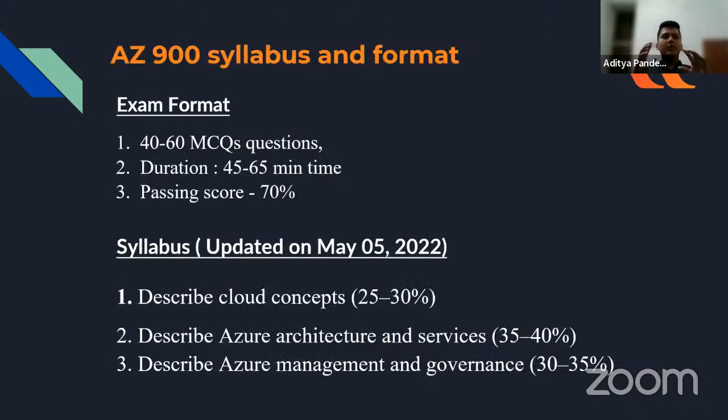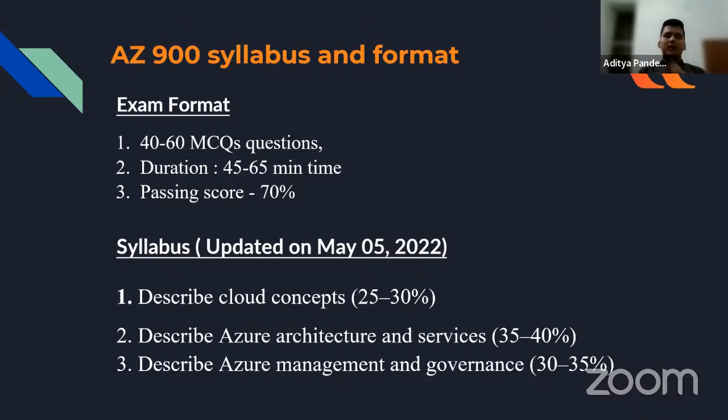Now, let's talk about the syllabus and format which AZ-900 has. The exam format is very simple. It has 40 to 60 MCQ questions, the duration of the examination is 45 to 65 minutes, and the passing score is 70%. The exam's maximum marks are 1,000, and you have to score a minimum of 700 marks to pass this examination.